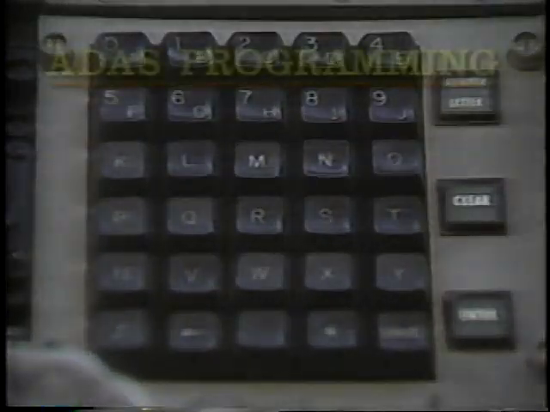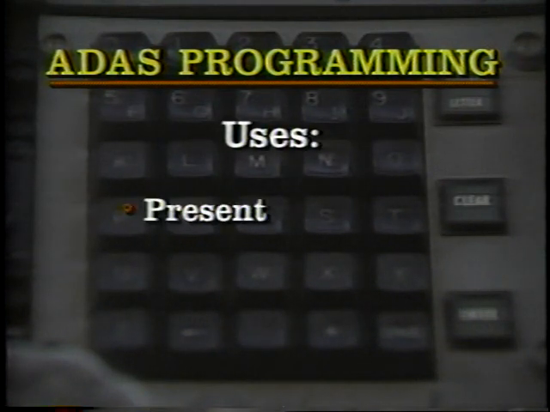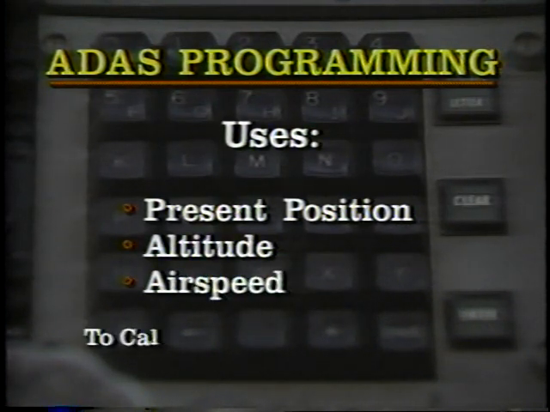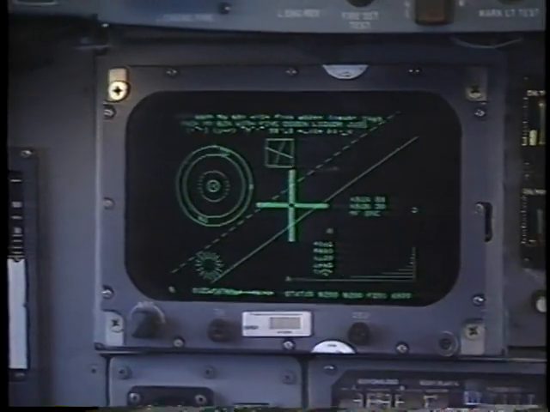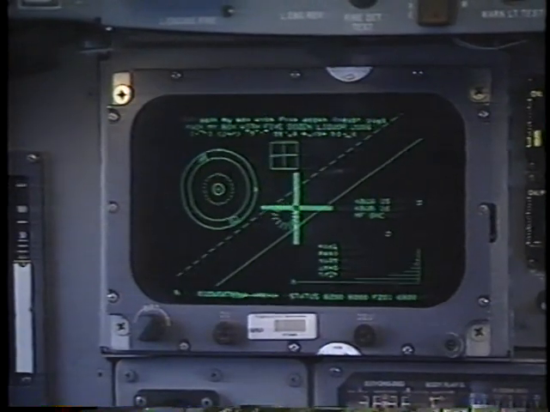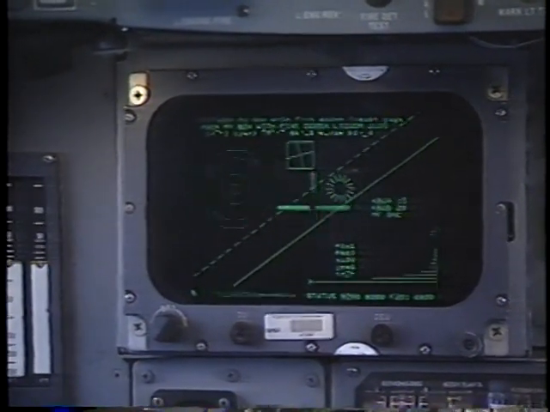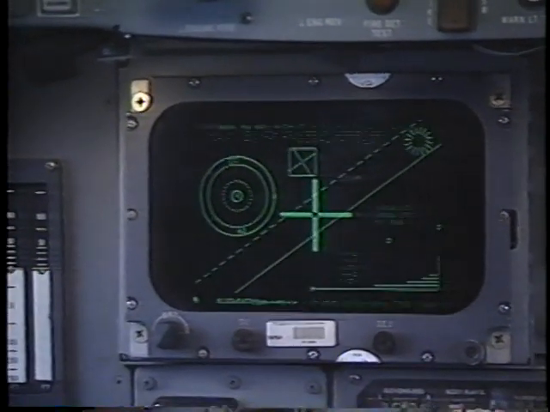The ADAS is also programmed with information about runway locations. Data such as present position, altitude, and airspeed are continuously updated and used to calculate the approach and landing path to the runway. There is also a multifunctional CRT display system called the MCDS. The MCDS displays vertical and horizontal situation data in the same manner it would appear on the orbiter's display monitors.